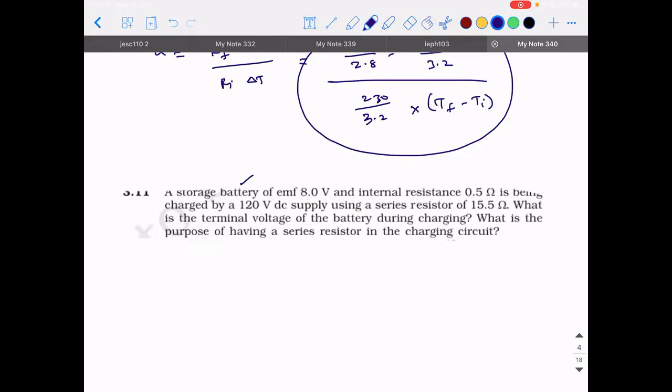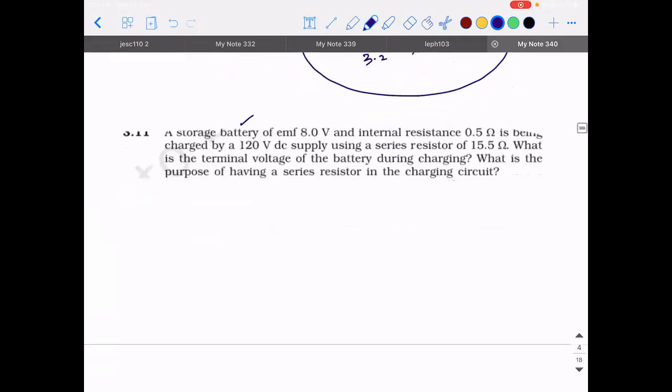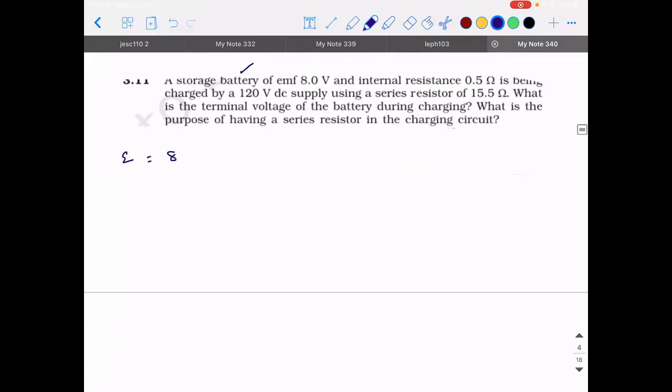So there is a storage battery of EMF 8 volt and internal resistance 0.5 ohm. It is being charged by a 120 volt DC supply using a series resistor of 15.5 ohm. What is the terminal voltage of the battery during the process of charging? So let's get started. EMF is 8 volt. Internal resistance is 0.5 ohm. It is being charged by a 120 volt DC supply using a series resistor of 15.5 ohm.